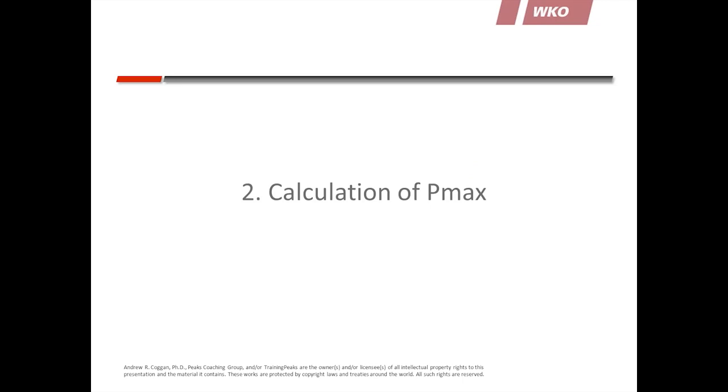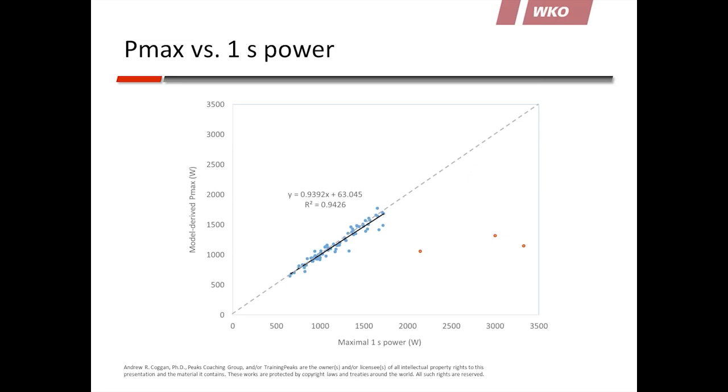Another thing that the model gives you is a calculation of Pmax. And again, this isn't all that exciting or necessarily earth-shattering, in that we already have a pretty good idea of what somebody's maximal power is just by looking at, well, what was the power they could maintain for, say, 1 second. But having a model-derived estimate can be helpful in spotting obvious outliers and sometimes spotting not-so-obvious outliers.